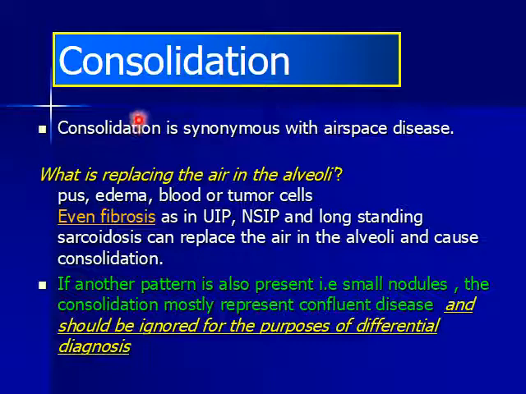As you know from pathology, consolidation is the replacement of the air spaces either by blood, edema, pus, tumor cells, or even fibrosis. If another pattern is also present, such as small nodules, the consolidation mostly represents confluent disease and should be ignored for the purpose of differential diagnosis. So when we find consolidation in addition to nodules, try to explain the type of these nodules. It can help more.